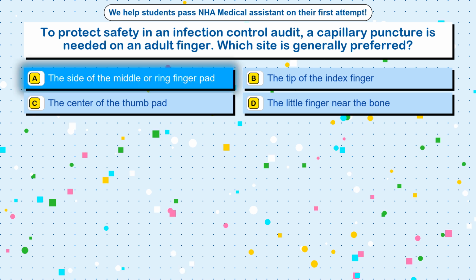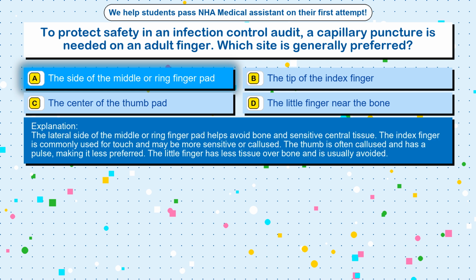The correct answer is option A. The side of the middle or ring finger pad. The lateral side of the middle or ring finger pad helps avoid bone and sensitive central tissue. The index finger is commonly used for touch and may be more sensitive or calloused. The thumb is often calloused and has a pulse, making it less preferred. The little finger has less tissue over bone and is usually avoided.